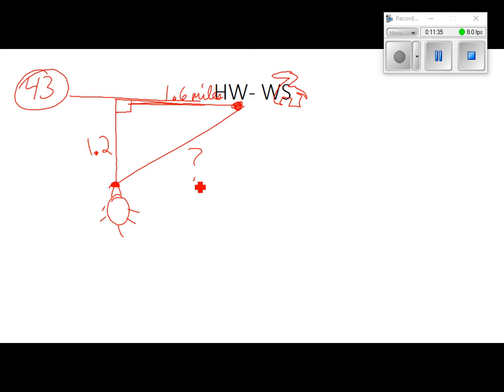Can we use Pythagorean theorem? Yes, but you could also use the Pythagorean theorem's triplets. 1.2, tell me how to set it up. 1.2 squared plus 1.6 squared equals c squared. We do all that math right there, what's that give us?